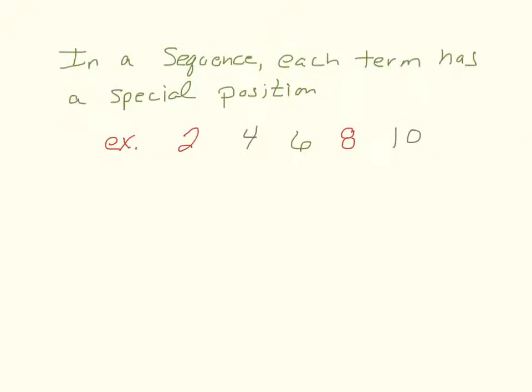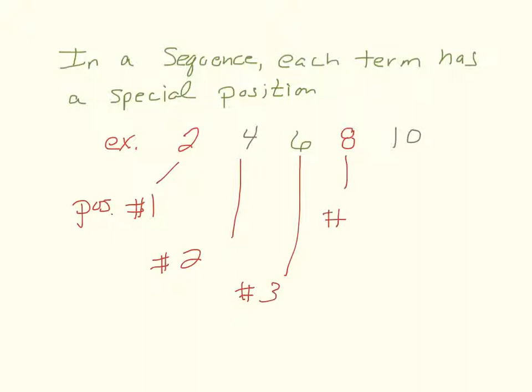Okay, a lot of times as we progress into this section, what we're going to have are the term numbers. They basically just mean their positions. So for example, right here for number 2, this is going to be position number 1. That's going to fall in the first spot. Right here is going to be position number 2, and then number 3, and number 4, and number 5.